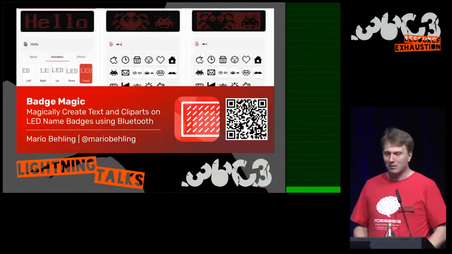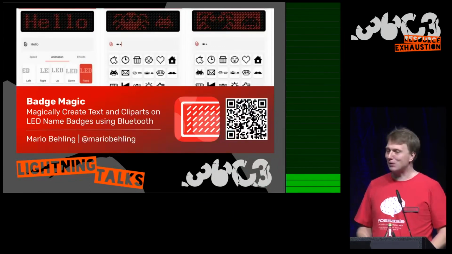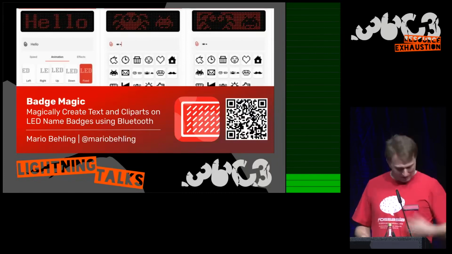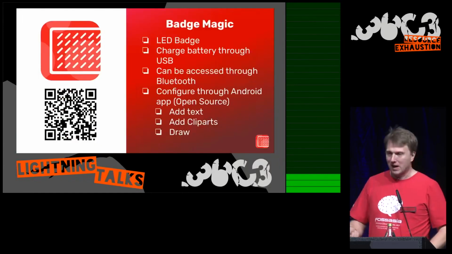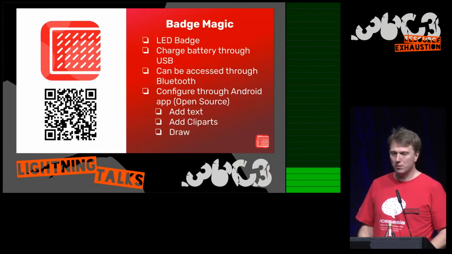So, right, it's a wireless project, and as we all know, wireless, that's magic. So you can magically create text and clip arts on LED name badges using Bluetooth. That's what we're doing with the badge here, okay? And you charge it through a battery through USB. So it's a badge, and it can be accessed through Bluetooth.